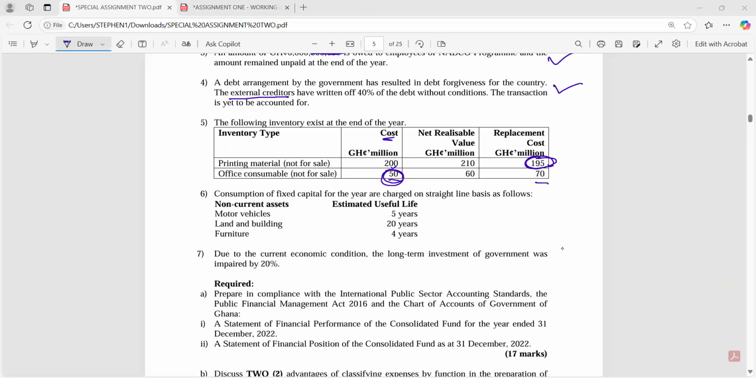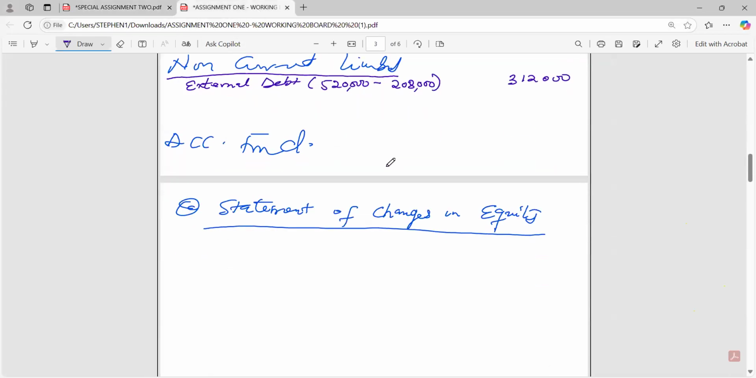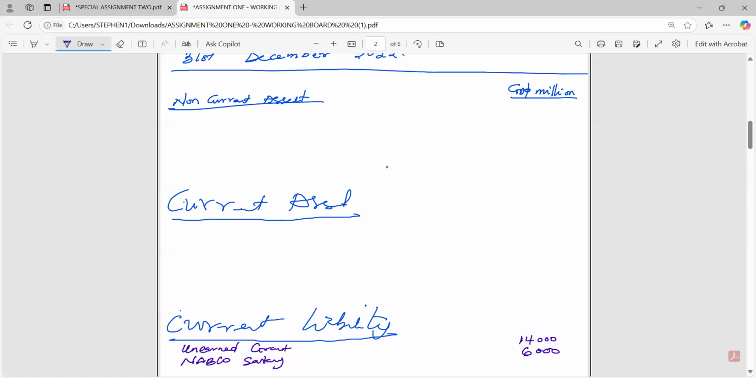So you have total inventory at the end of the year, which will be 195 plus 50. This is what we will send into the statement of financial position. So let's go to the statement of financial position quickly. This here, that's your inventory.